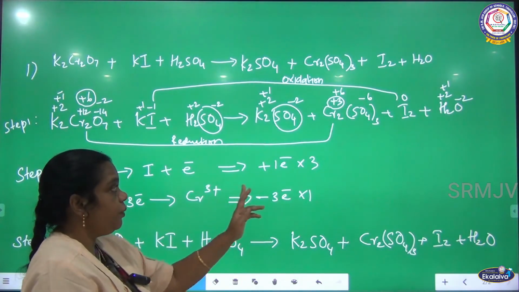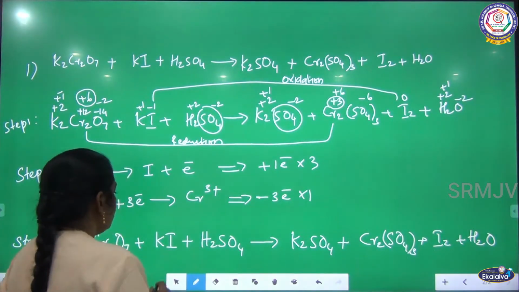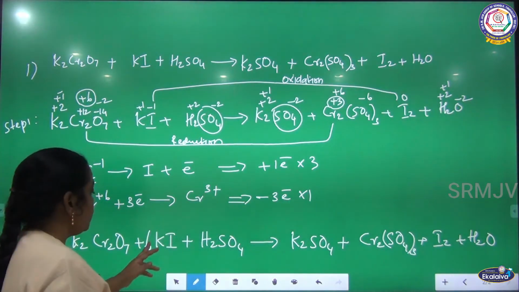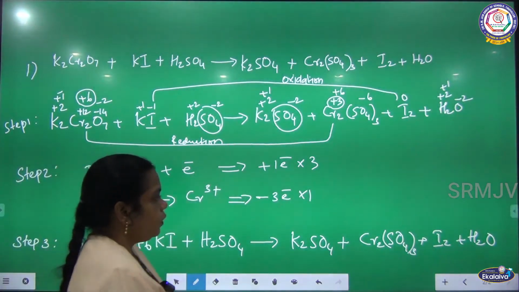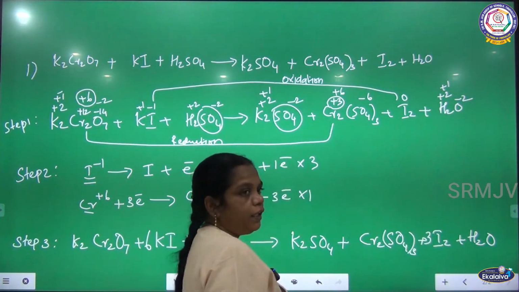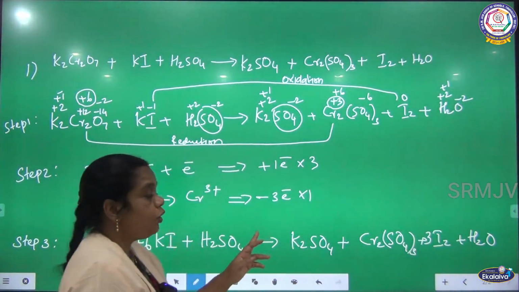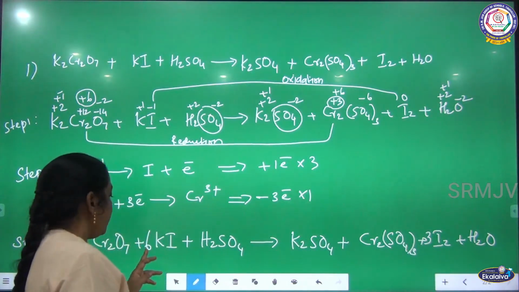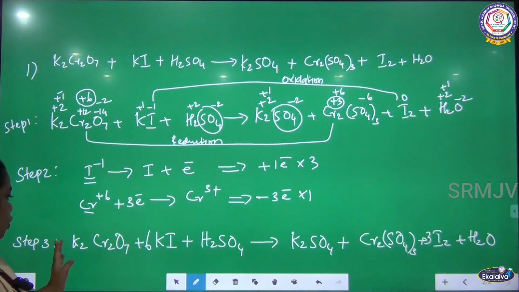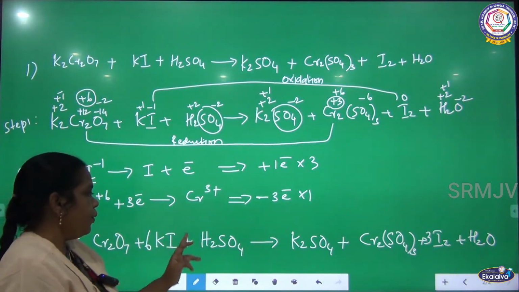The 3 is multiplied by 2. So 3 multiplied by 2 means what? 6. 6 for iodine. So iodine can be multiplied by 3. So 3 into 2, 6. So you want to balance iodine. Here you have to multiply by 6. Understand? Now chromium is balanced and iodine is balanced.